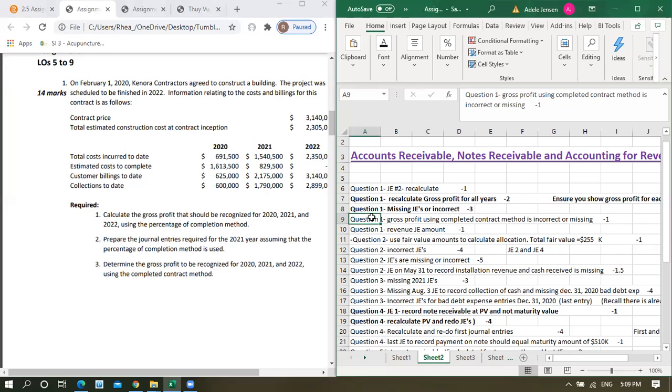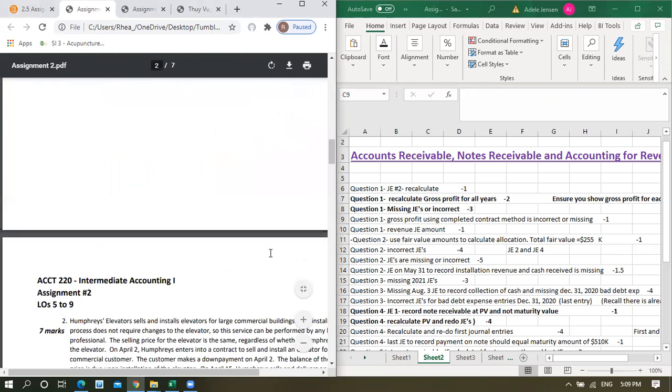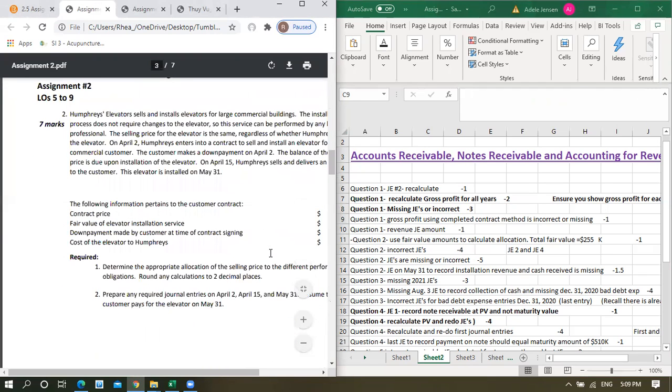Okay, and then another common deficiency was the gross profit using the completed contract method, which actually was requirement 3. That was missing on a few papers. But generally a very well done question overall. Let's move on.